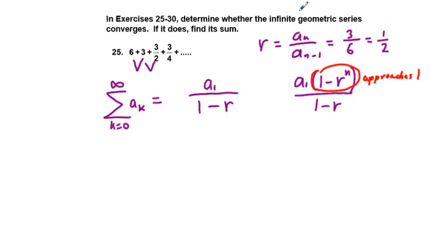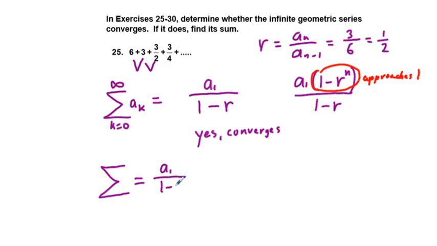In this case, let's go ahead and apply the formula. Is this series convergent? Yes. Converges. We'll say, determine whether, yes, converges, and if it does, find its sum. Well, we're going to apply this formula. We're going to say that the summation is going to be a sub 1 over 1 minus r.